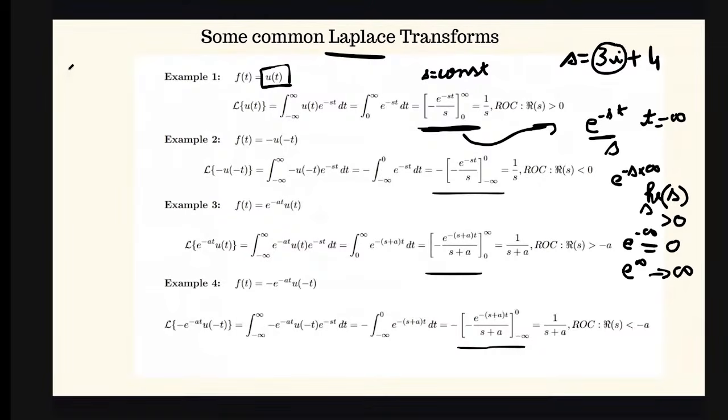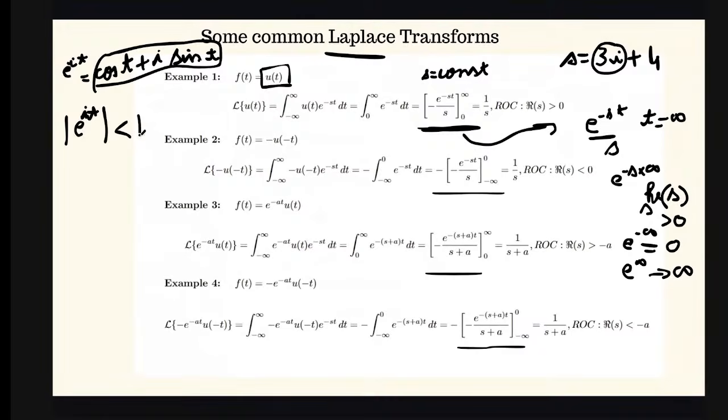But this 3i, I think many of you might know Euler's form of writing complex numbers. Anybody knows? So e power it is what? Cos t plus i sin t. So what does that mean? At any given t, this is a finite value, right? The modulus of e power it is always less than or equal to 1, right?